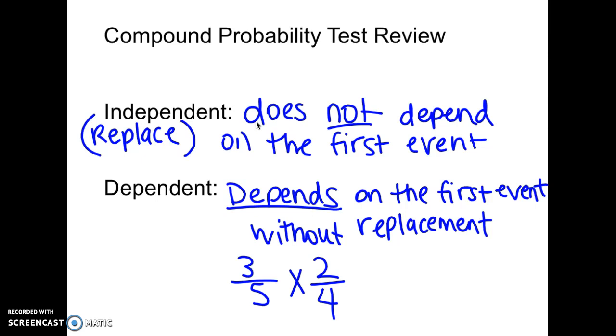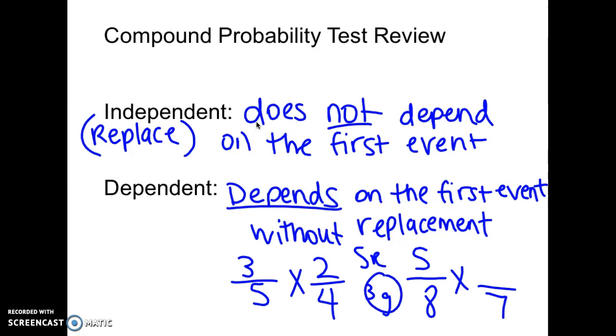Or you could say there's 5 red and 3 green, so let's head to the marbles. There's 8 total marbles, and I want to pick out a red. So there's 5 reds. And then, without replacing, I want to pick out a green. If there was 8 marbles, I took out 1. There's now 7, but it did not affect the greens, so there's still 3 greens. Anytime this happens, where you have a number and then the bottom number goes down, that's going to be a dependent event.